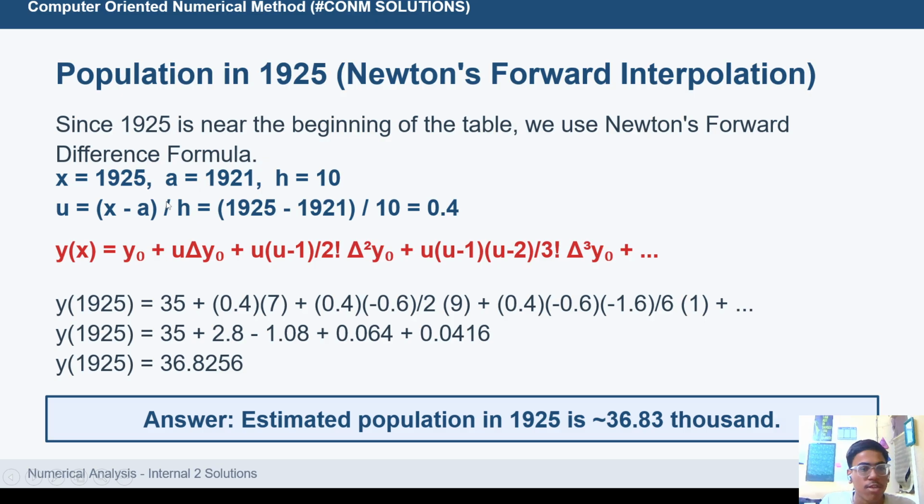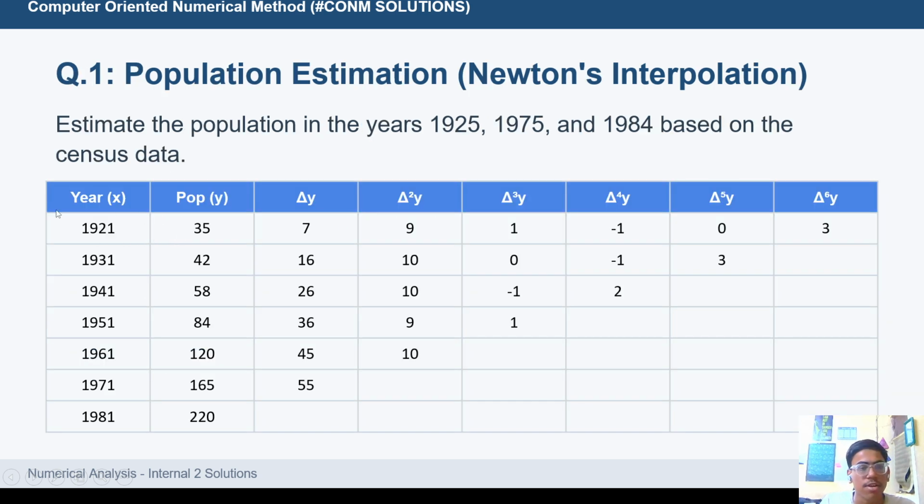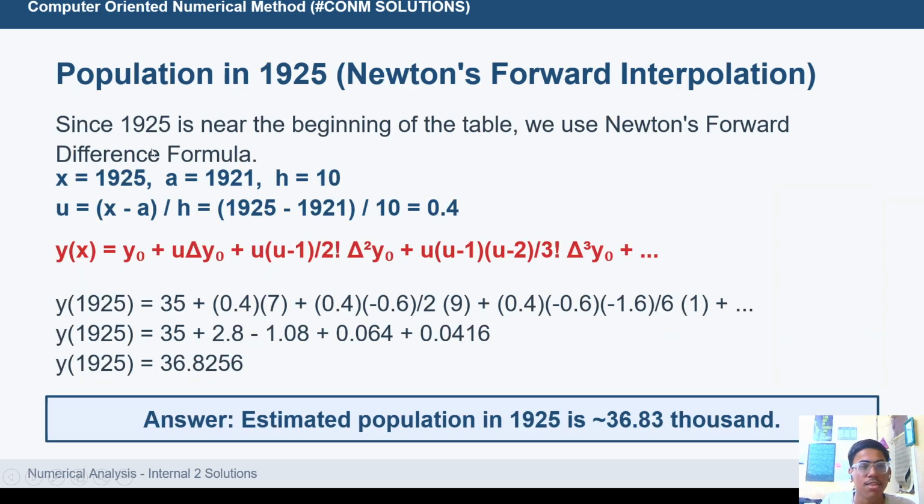So first we will find the value of u. So u is x minus a by h, where h is the step size, that is equal to 10. We have already discussed, a is the starting value, that is here 1921, and x is the year for which the population needs to be found. So x is 1925. So we will put the values here, and then u will come out. Now we will put all the values in this formula.